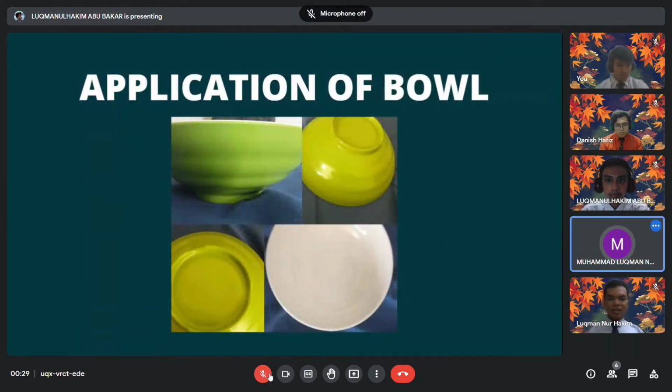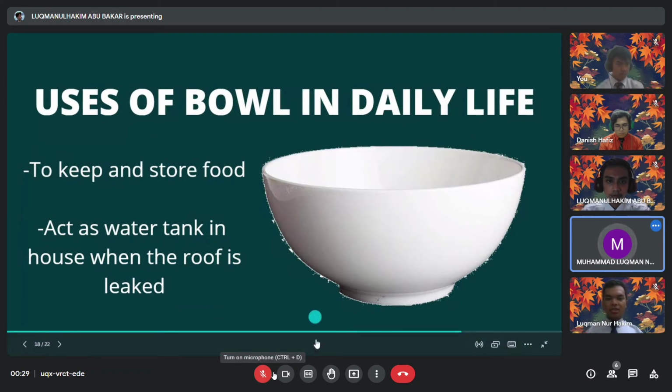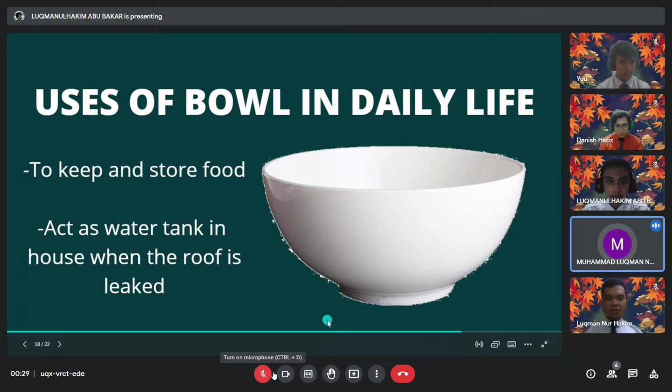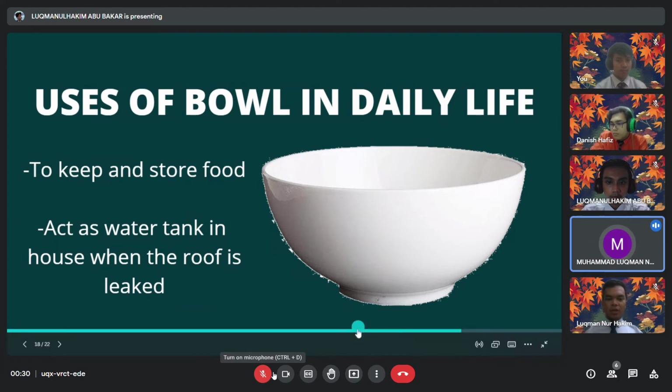Application of bowl geometry. What is a bowl? A bowl is a container that we use daily. And what is the use of a bowl in daily life? The main use of the bowl is to keep and store food when we are eating. It acts as a container. Also, the bowl can act as a water tank in the house when the roof is leaking, to prevent flood or more terrible things happening in the house.